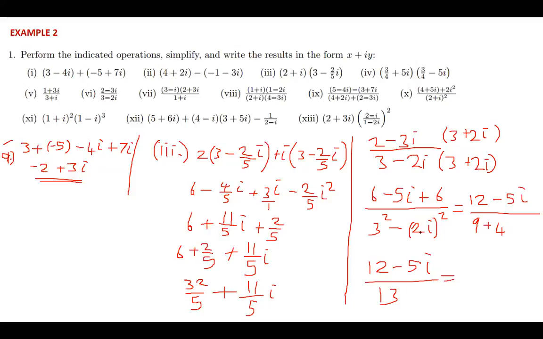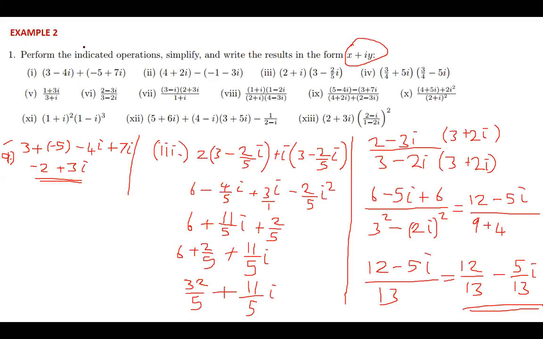Then since they want us to leave it in this form, we can just split this to be 12 over 13 minus 5 over 13 i this side. So this is your answer. That's your answer for division. So this is how you simplify complex numbers. They're just as simple as this.